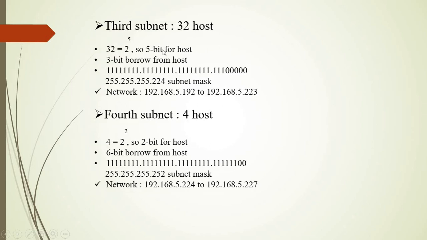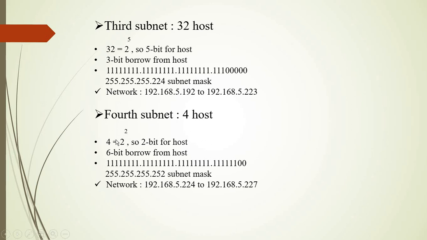Here this is the third network. There are 32 hosts, so 2 raised to 5 equals 32, so we require 5 bits for host, so we will borrow 3 bits from host. Here are 3 bits, so this is our subnet mask, and this is our network range, starting from 192.168.5.192 to 192.168.5.223. Here there are 32 hosts in each network, so we add 192 plus 32, and it becomes 223.